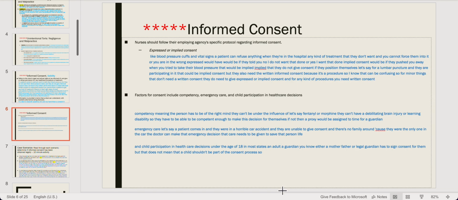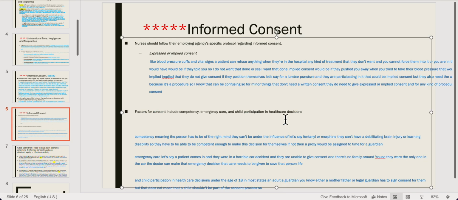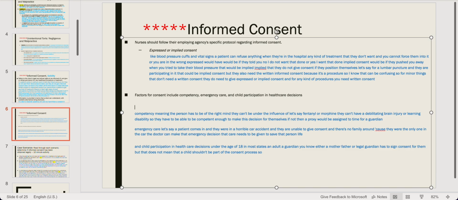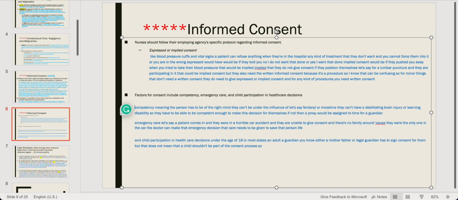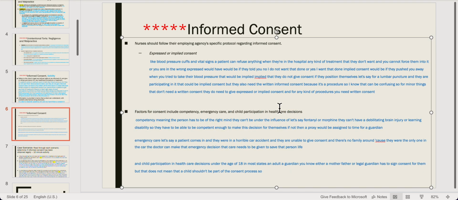If they position themselves, let's say for a lumbar puncture, and they're participating in it, that could be implied consent, but they also need the written informed consent because it's a procedure. So I know that can be confusing. For minor things that don't need a written consent, they do need to give expressed or implied consent, and for any kind of procedures you need written consent.